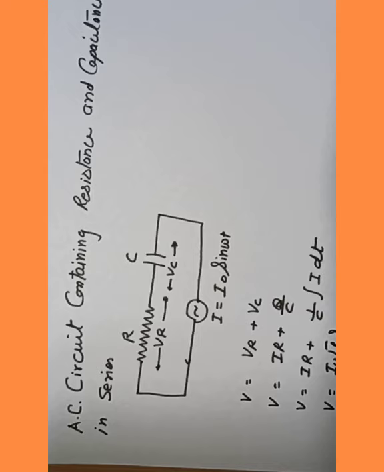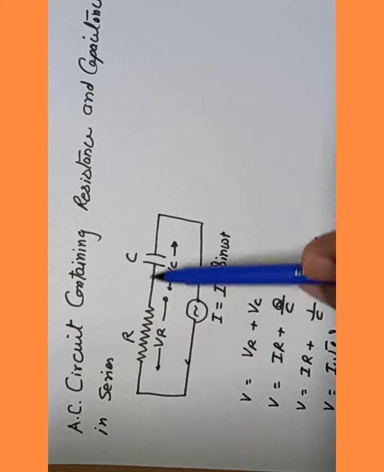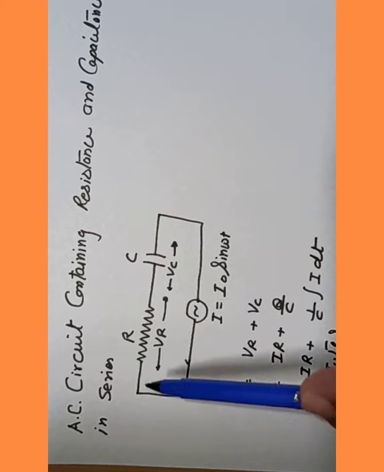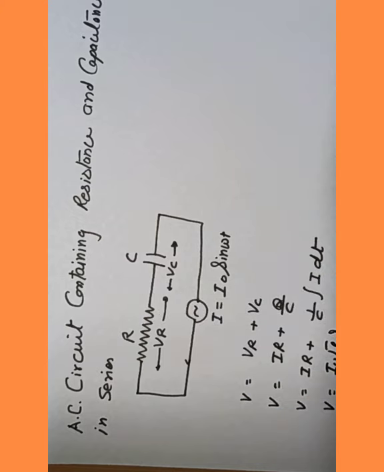Hello class 12th. Today I am going to discuss AC circuit containing resistance and capacitance in series. You can see in this diagram a series circuit of resistance and capacitor is connected along with AC source having current I equal to I naught sine omega t.